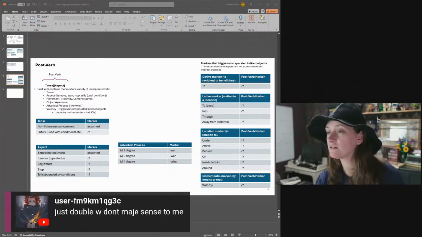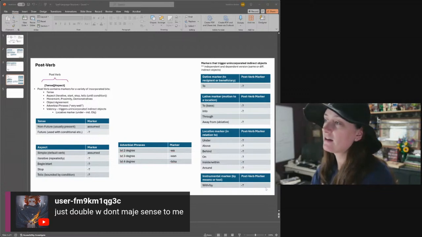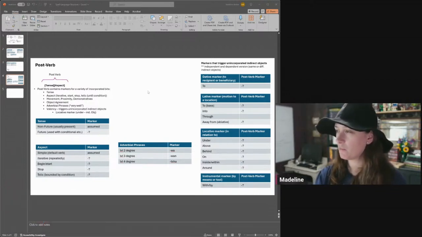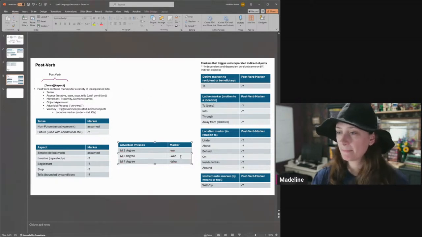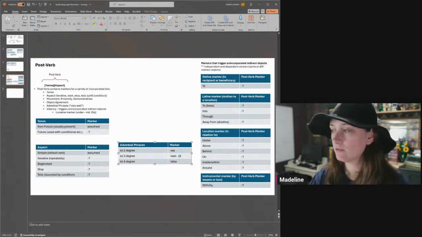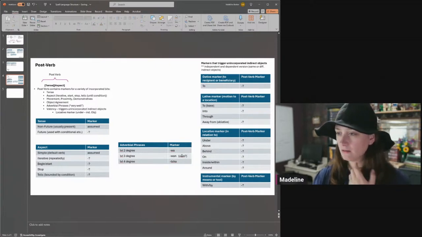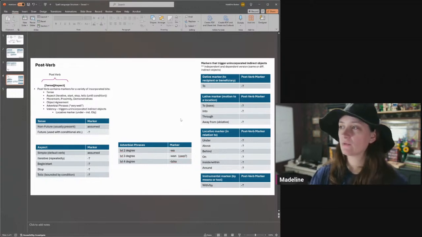Just double W doesn't make sense to me. Yeah. And we're avoiding double consonants a lot with this, like the same ones. I'm gonna write that down. I don't think I want to do it, but I like it enough to leave it as an option. But let's do that for now, and then we can always come back to it.